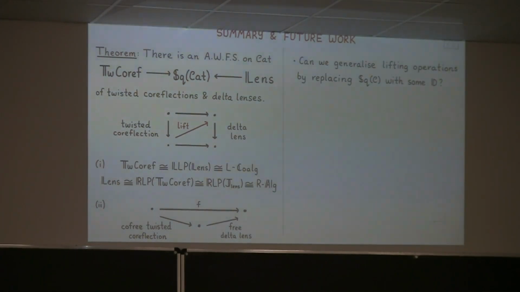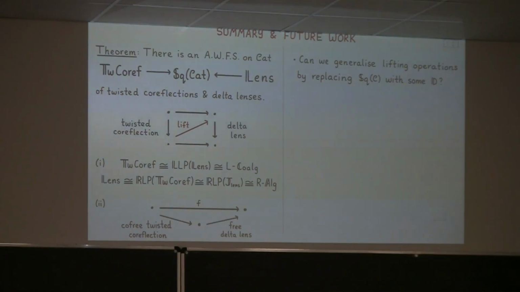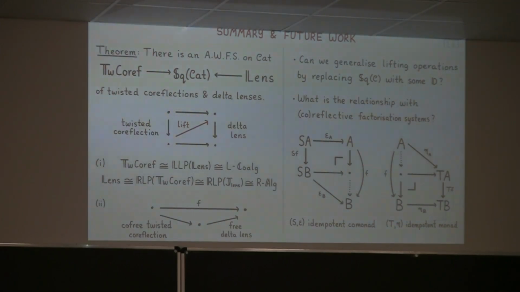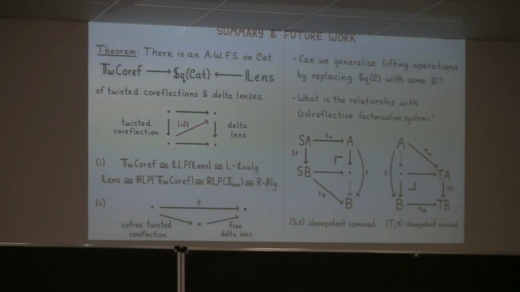We could consider how to generalise this double category with lifting operations where we replace the double category of squares in the middle here with some arbitrary double category, maybe with some certain properties. And finally, we could ask for this relationship between this factorisation system I've considered and so-called co-reflective factorisation, which look kind of artificially similar when we use details in constructive factorisation. But I'll stop there. Thank you.